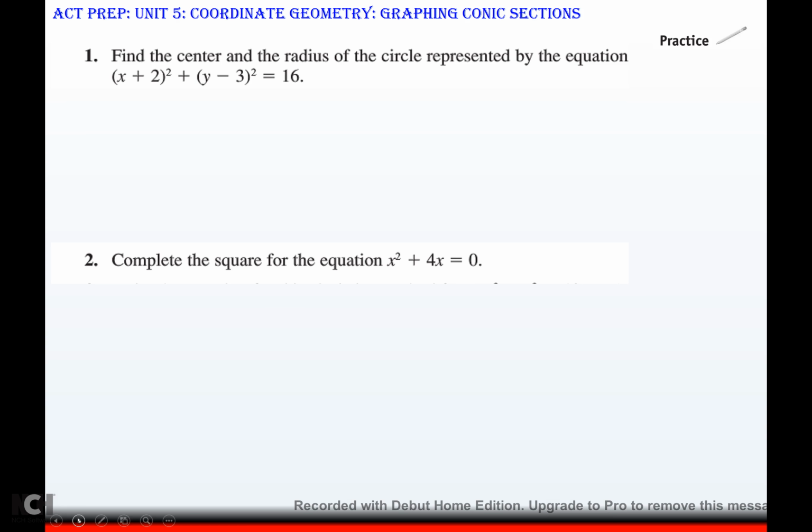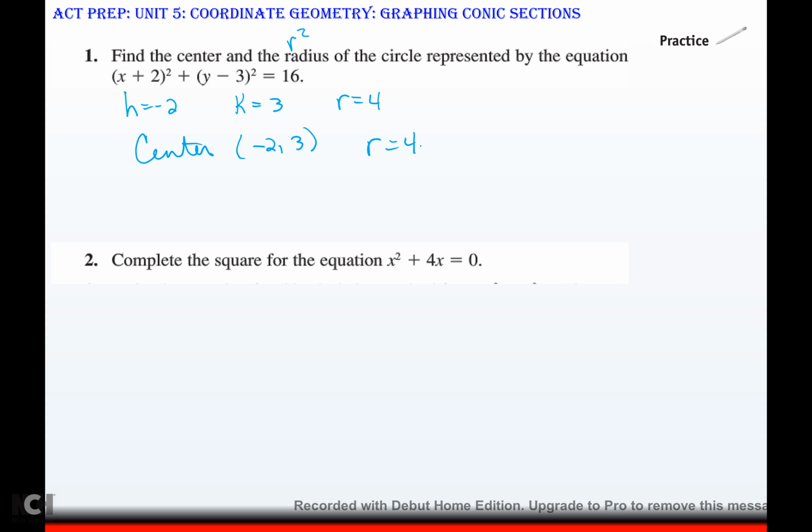Okay, so now let's do some practice. Okay, it says find the center and the radius of a circle represented by this equation. Well, this tells me that h is negative 2, that k is positive 3, and that r is 4, because this is r squared. So the center is at h, k, and my radius, again, is the square root of that.